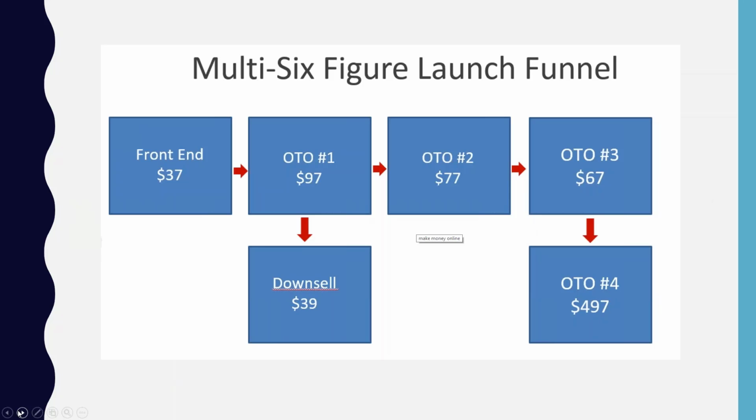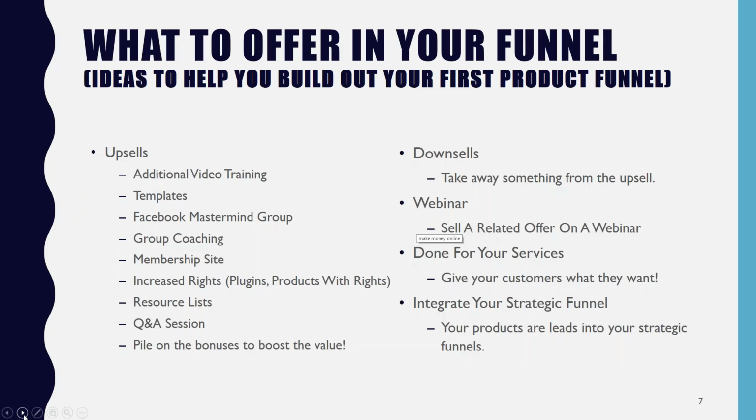And this is an example of a multiple six-figure launch funnel that we use, meaning this is a product that's generated $200,000, $300,000, $400,000 in sales. So we use this time and time again. And so you've got your front end product at $37. The upsell is $97. Take them to a downsell if they say no. Then we have our second OTO at $77, third OTO, and then finally a $497. So that's a lot of upsells that we offer there. But honestly, for you in your first funnel, you could start just right here with the front end product and an upsell, or we could do a squeeze page into your upsell as well.